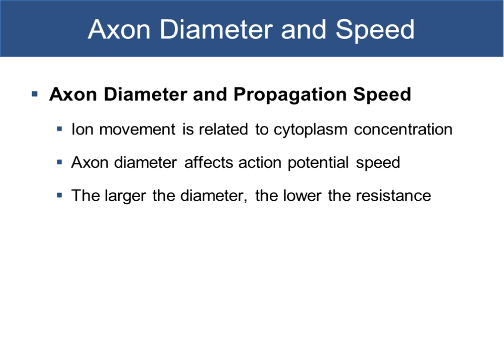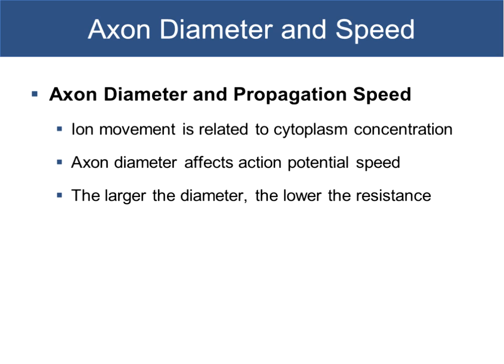So for axon speed and diameter, the diameter is proportional to the speed. The ion movement is going to be related to how concentrated the cytoplasm is, and how wide across that axon is. The wider it is, the faster that action potential speed will be. Because the axon is so large, it's less likely to have a lot of resistance. And remember, the type of resistance we talked about a lot is myelination. So large axons tend to have lower resistance, and as a result, they're able to propagate that action potential very quickly along the length of the axon.